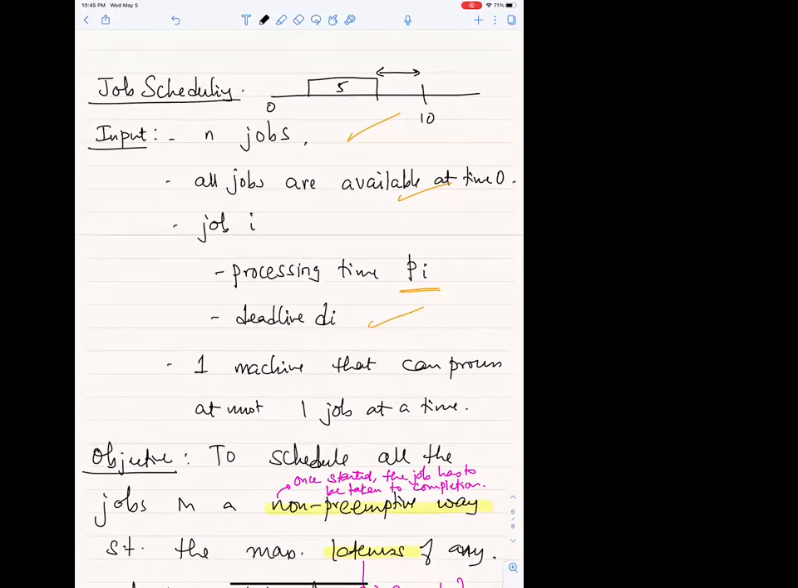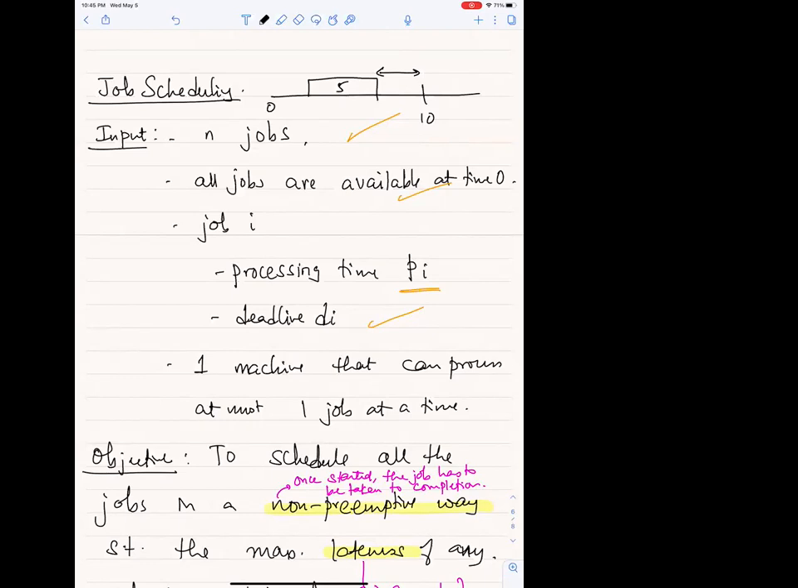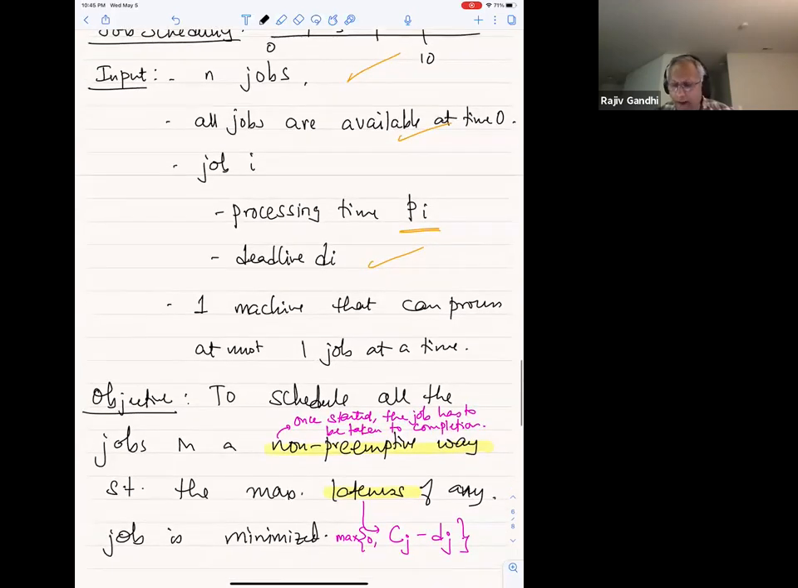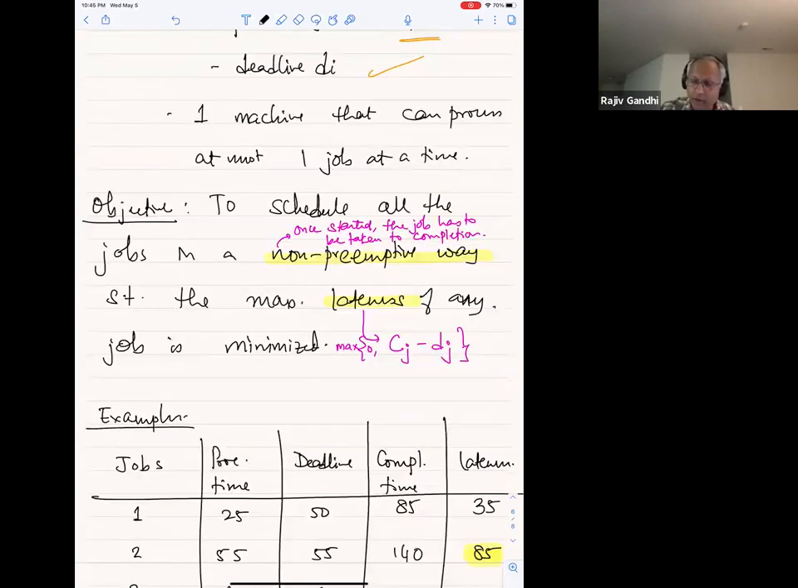Actually, I understood the job, but I didn't understand processing time, deadline, completion time, or lateness. I don't know anything in this job scheduling. Okay. So each job has a processing time and a deadline. Think of them as integers. And we have one machine that can process at most one job at a time. And we want to schedule all the jobs in a non-preemptive way.